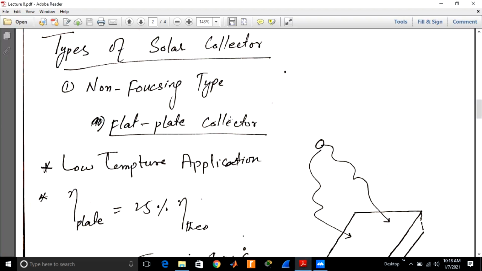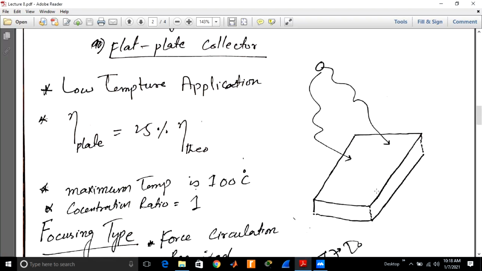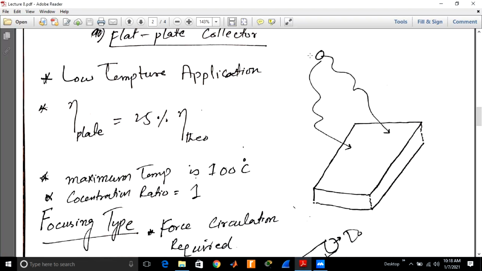And non-focusing means that the radiation comes from the sun, and some of the radiation falls on the surface and it will be collected. For example, this is the solar collector and this is the sun. The radiation will come from the sun in this direction, or this direction, or this, and some of the radiation will fall on the surface. But there are no methods to focus it onto this surface. So some of the radiation will fall here, and when the radiation falls here, it will be collected. So this is the non-focusing type.